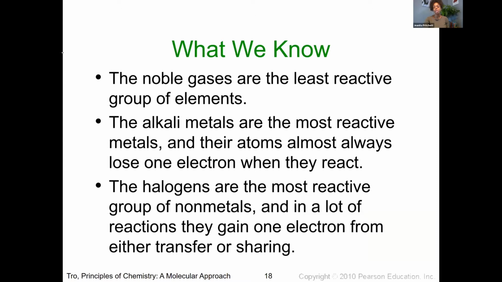Some things we know as atoms become ions. First, we know that the noble gases are the least reactive group of all of our elements. We also know that as elements generate ions, whether it be the metals losing their electrons or the nonmetals gaining electrons, they're ultimately trying to obtain that noble gas configuration. If you don't remember that, go back to the video in chapter 8 where we talked about those things.